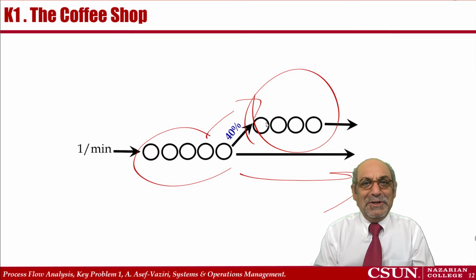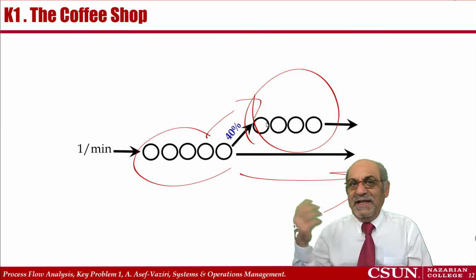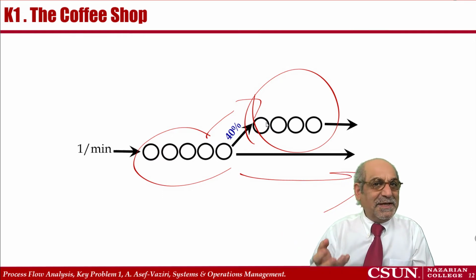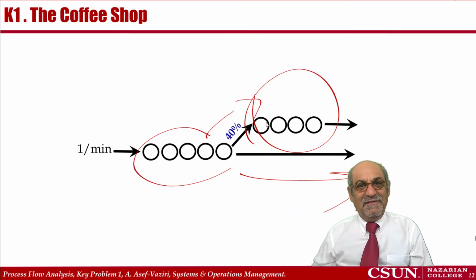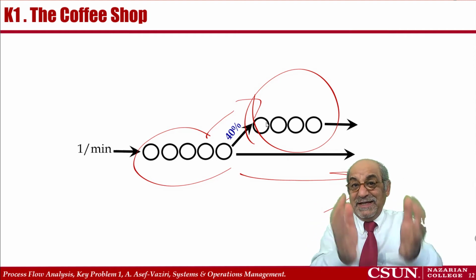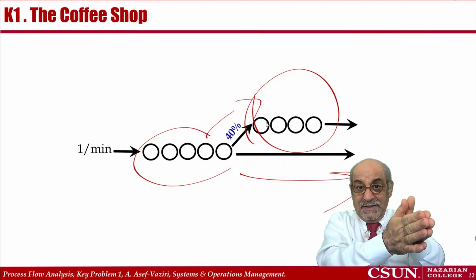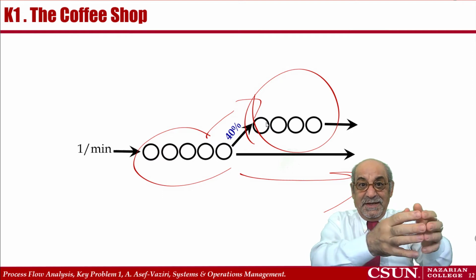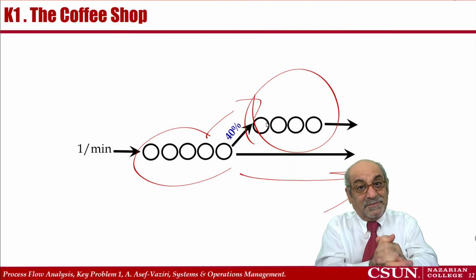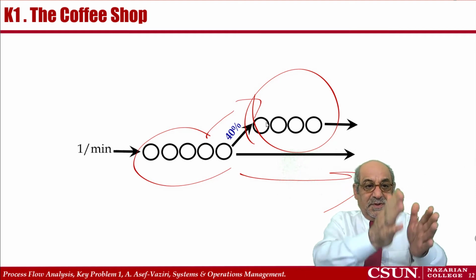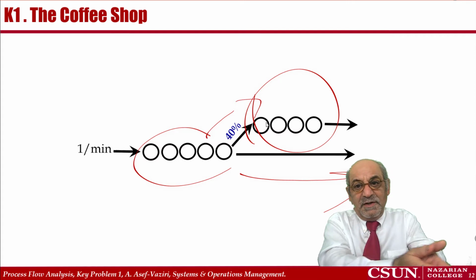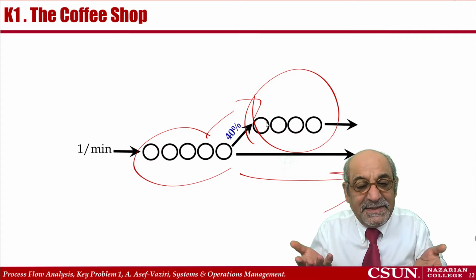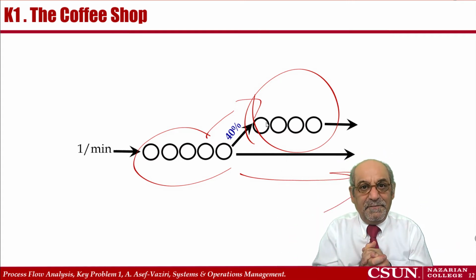How long does it take a person who gets a black coffee and leaves? How long does it take a person who gets an exotic coffee and leaves? And how long does it take a person who comes into this coffee shop? He is a prototype customer, a mixture of these two. How long does it take him or her to come into this coffee shop and go out? What is the average flow time?